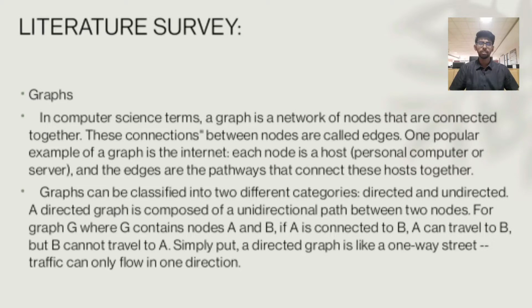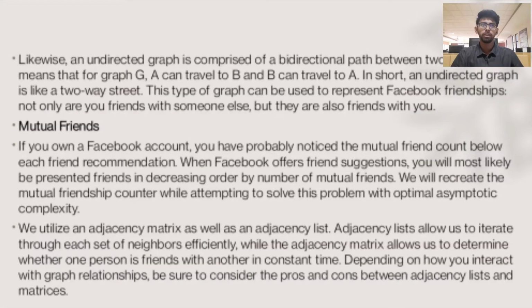A directed graph is composed of unidirectional paths between two nodes. For a graph G, where G contains nodes A and B, if A is connected to B, A can travel to B, but B cannot travel to A. Simple path. An undirected graph, on the other hand, is composed of bidirectional paths between two nodes. This means that for a graph G, A can travel to B and B can travel to A. In short, an undirected graph is like a two-way street.